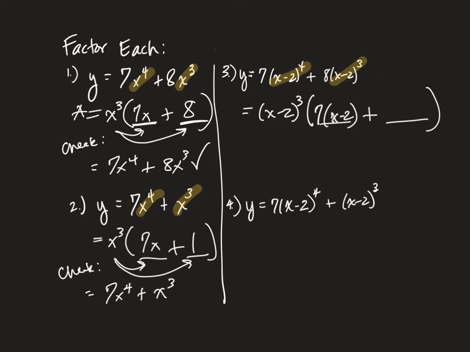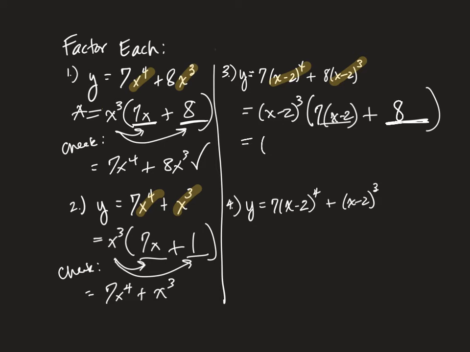Just like I did right over here. These are the same idea. X cubed times 7x will give me 7x to the fourth. X minus 2 cubed times what will give me 7 times x minus 2 to the fourth? 7 times x minus 2. Then similarly, x minus 2 cubed times what will give me 8 times x minus 2 cubed? So I just need an 8.